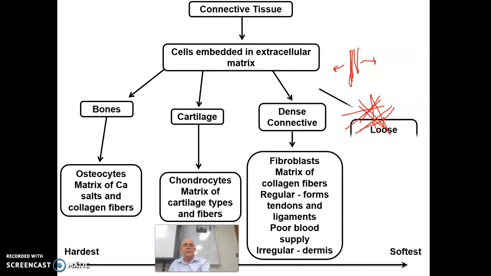Now, the next one is loose connective, and notice how I managed to write that right in the wrong spot there. Wasn't that good? All right, it took me a long time to do that.